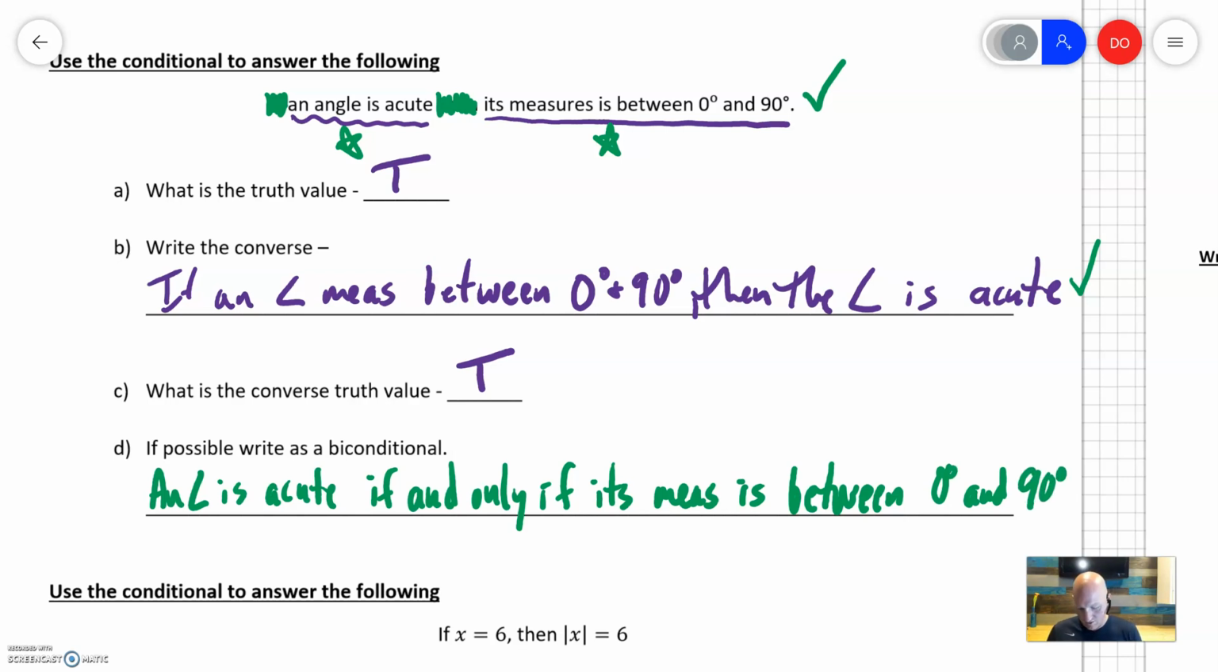Now if I wanted to, as long as I have the if and only if in the center, I can switch around the order. So I could say its measure is between 0 and 90 degrees if and only if it's an acute angle. So it doesn't matter hypothesis or conclusion coming first in the biconditional. What does matter though is we can write it when a conditional is true and its converse is true. We drop the if and then statements and we place inside of it an if and only if.